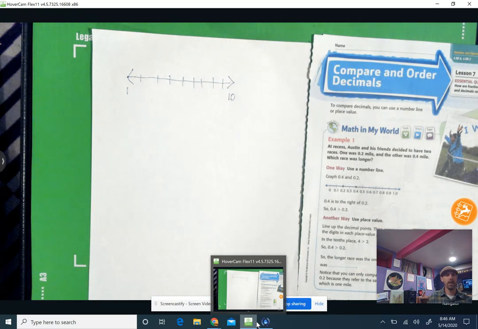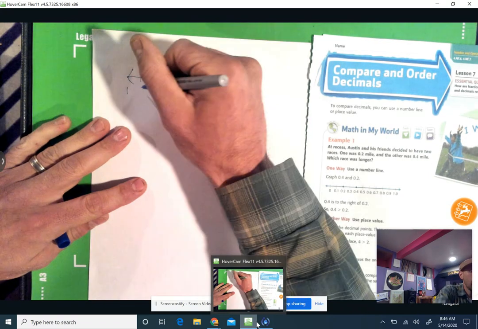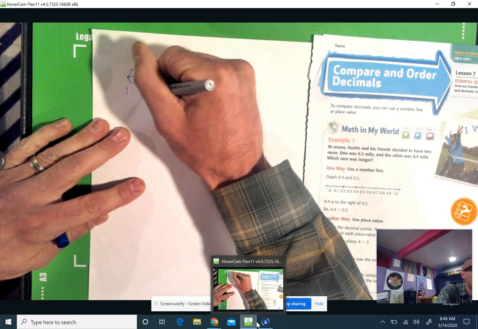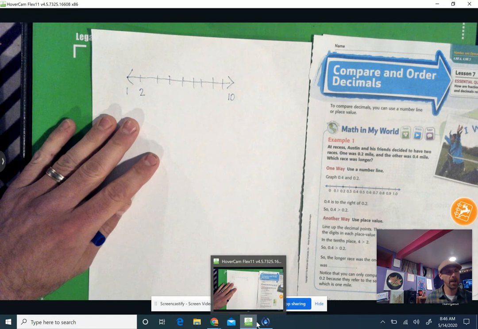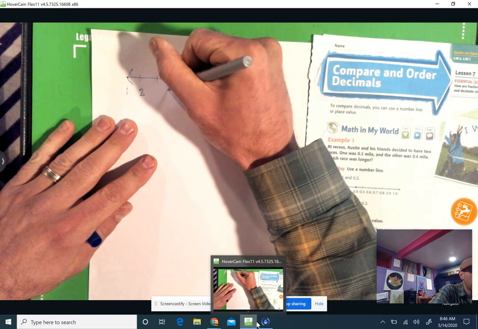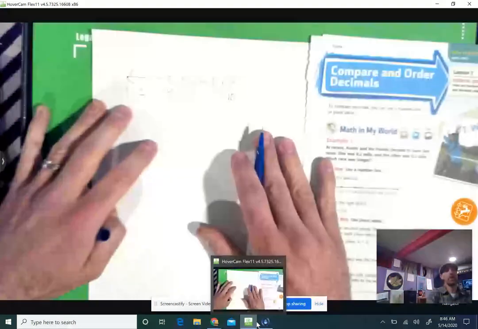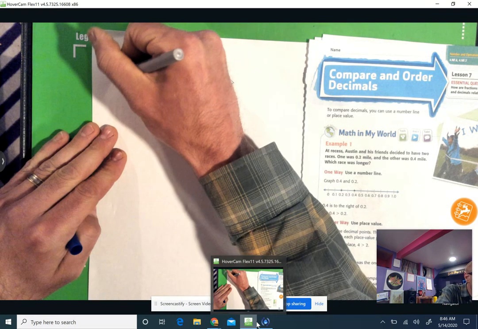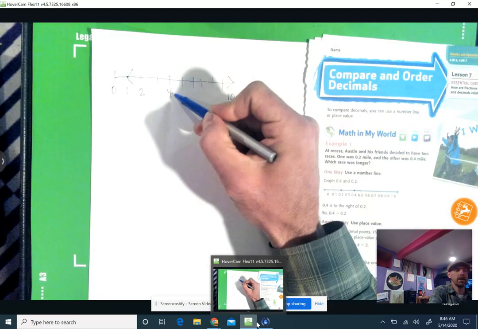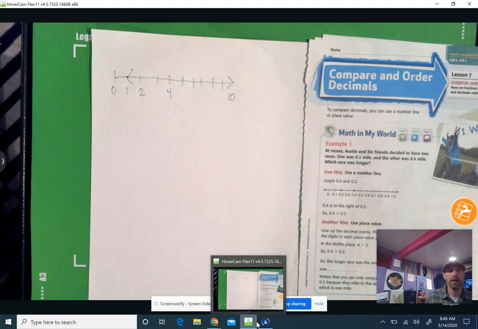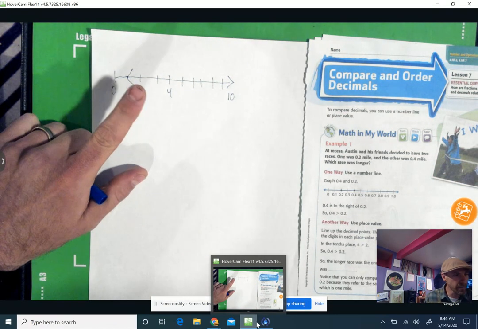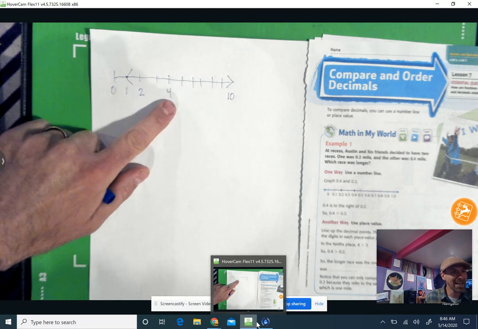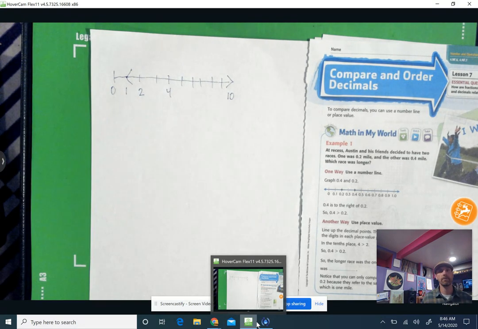And we can say that we want to figure out the number 2 and the number 4, and which is greater. The number that is further away from 0, so 0 being here, is going to be the greater number. And so you can see here that 2 would be less than 4 because 4 is further away from 0. Okay? So that would be whole numbers.